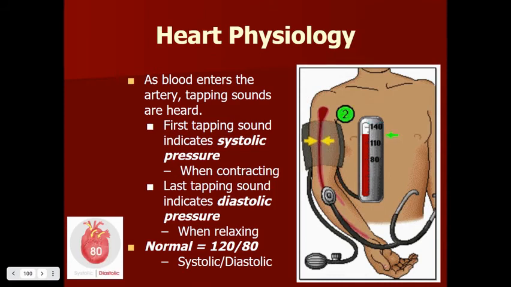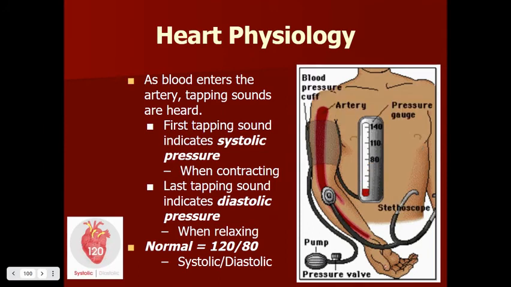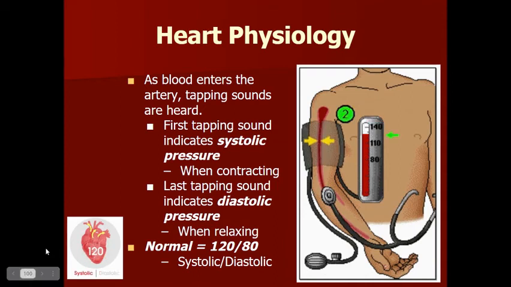The first time they hear a tapping sound, they look at the measurement, and that's called the systolic pressure. And that's the pressure when your heart is contracting. So that's a larger number. The last time they hear a tapping sound is the diastolic pressure. And that's when the heart is relaxing or in between pumps. And normal blood pressure is about 120/80, systolic over diastolic.